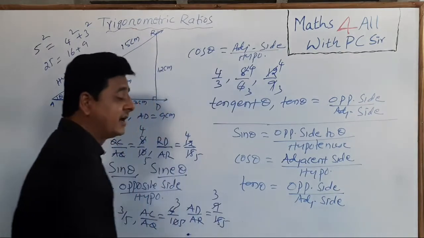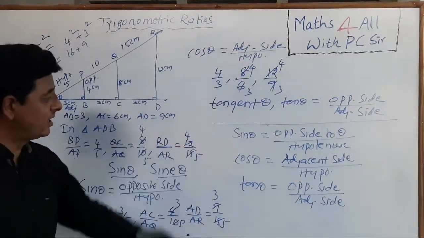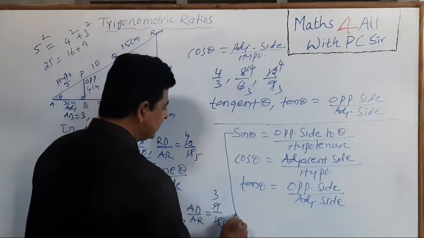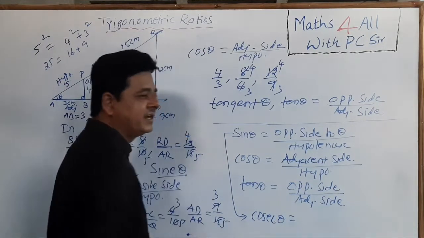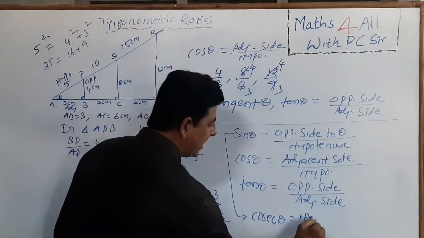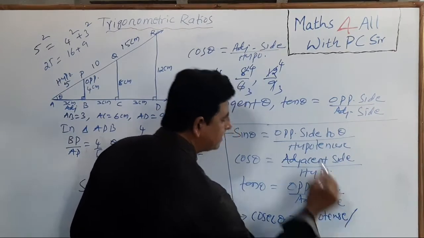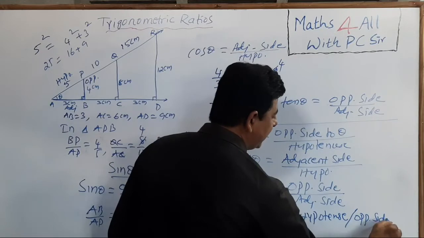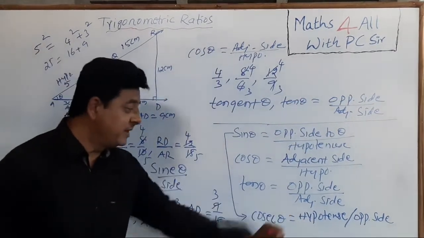And the remaining three are the reciprocals of these ratios. What are they? The reciprocal of sine theta, we can write cosecant theta. Briefly, we can write cosec theta. Reciprocal means multiplicative inverse. That is hypotenuse by opposite side.